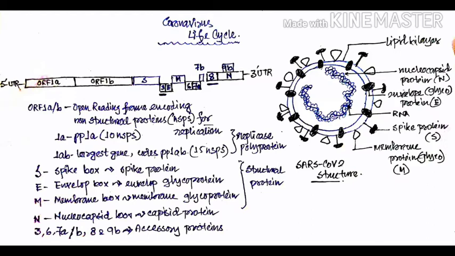The S, E, M, and N proteins are actually structural proteins. S is the spike protein. E codes for envelope glycoprotein. M codes for membrane glycoproteins, and N codes for the capsid proteins involved in the formation of nucleocapsid. 3, 6, 7ab, 8 and 9b are the accessory proteins.